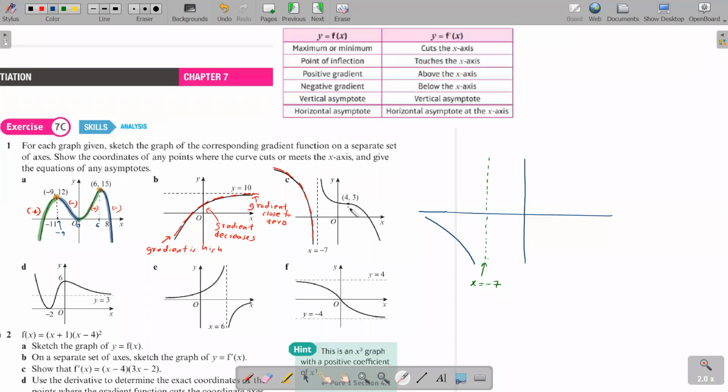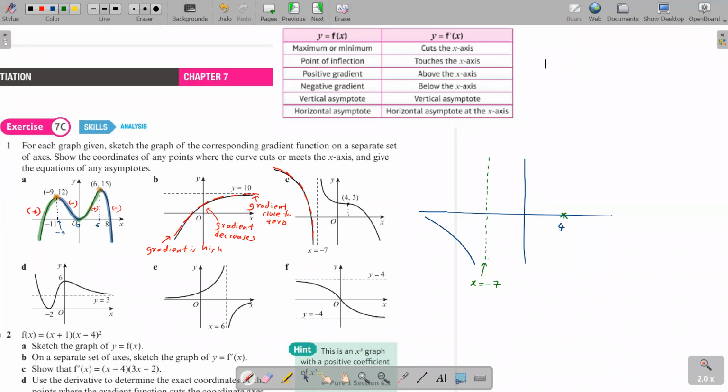What's the point of inflection? The x value is 4, right? So go and mark the x value 4. At x value 4, you should touch the x-axis. You understand the meaning of cutting x-axis and touching? Cutting means you cut and go down. Touching means you don't cut. You touch and you make a turn and go up again. Or you come from down, touch and go down again. Like you don't cut. The difference between cutting and touching.